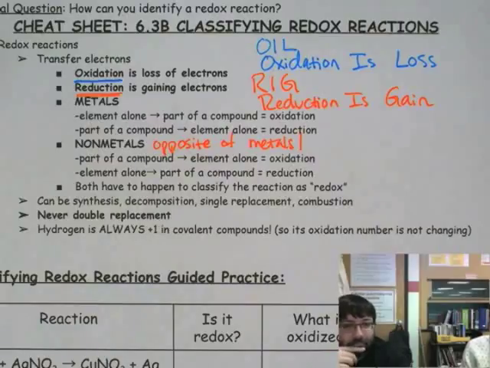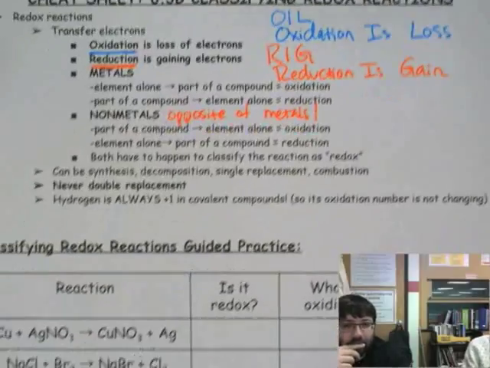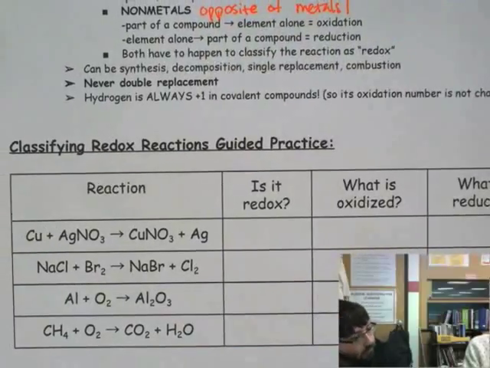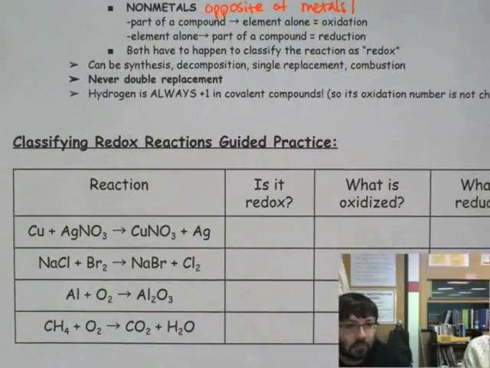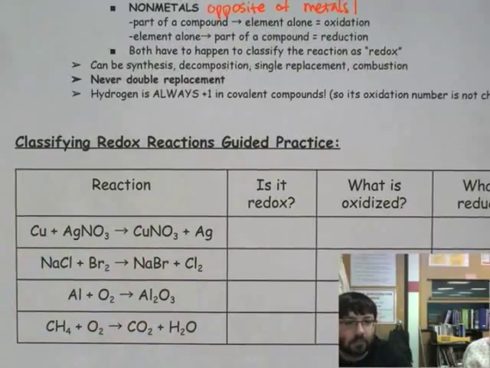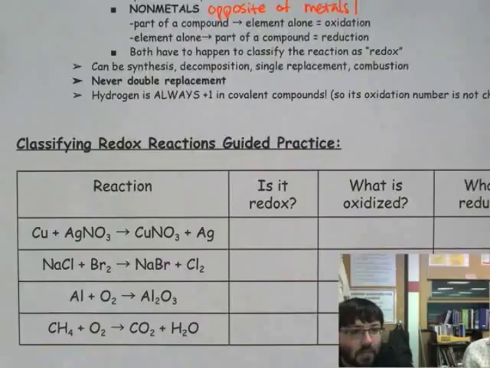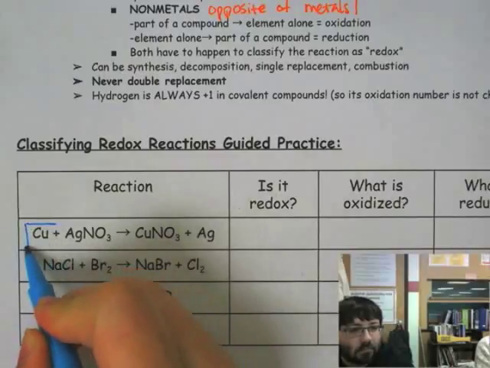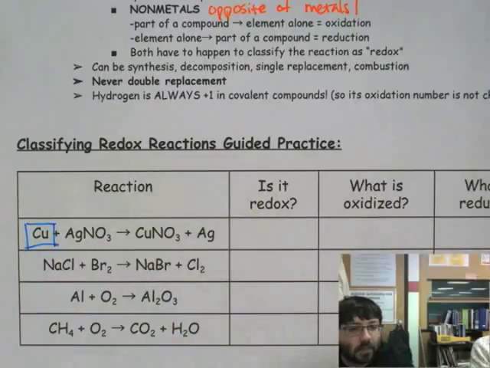So let's take a look at some examples up here. On our reactant side, we have a metal right here. Is it all alone when it's on the reactant side? Copper looks all alone right there. Yeah, I think it's all by itself. It's a free element. So let's go ahead and put a little blue box around copper.